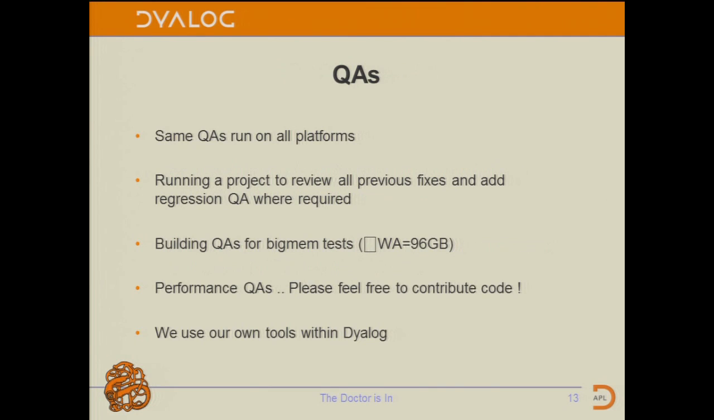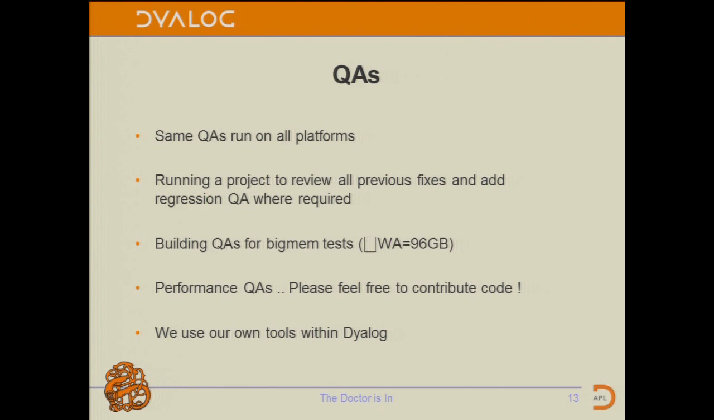So, same QAs on all platforms. I have been running a project for about 3 months now to review all the previous fixes, add additional QAs, look at outstanding issues in the system, and find out whether duplicates have already been fixed. As a result of that, in 13.1 we have over 300 new fixes, and a goodly number of issues that have now been closed as duplicates.